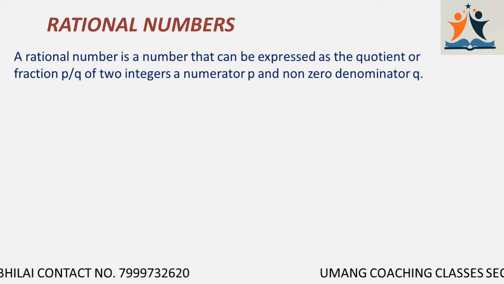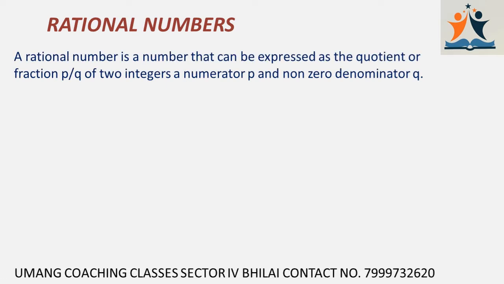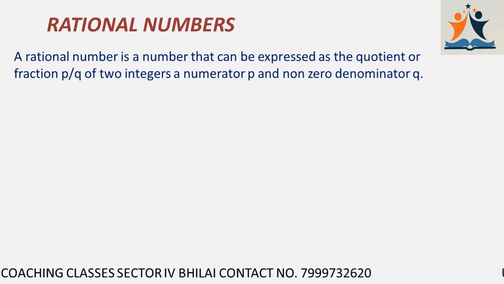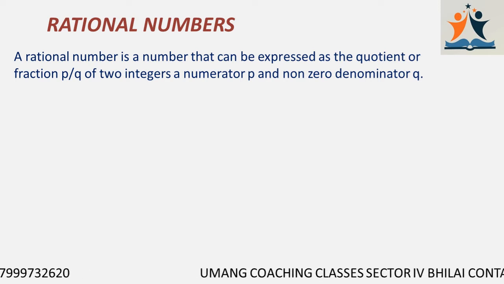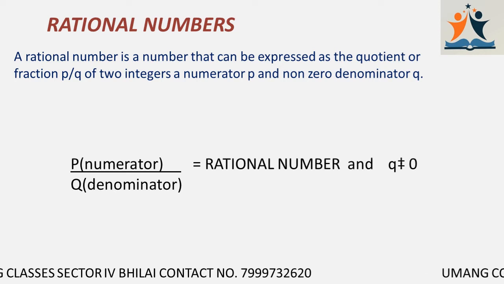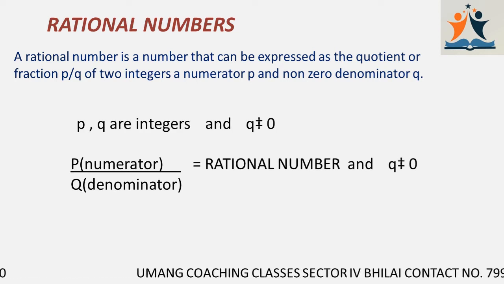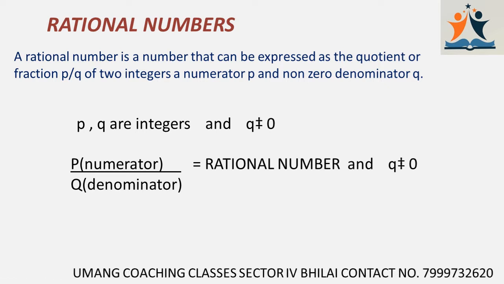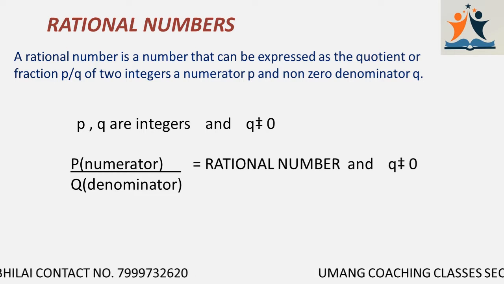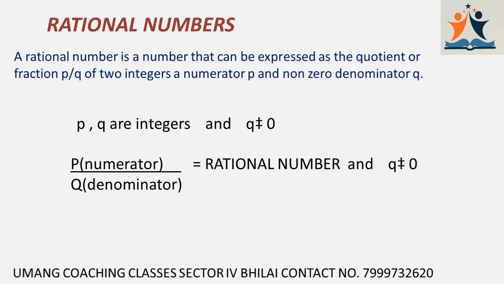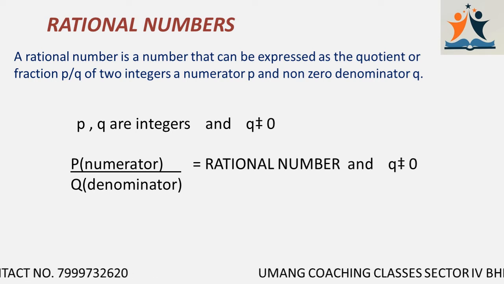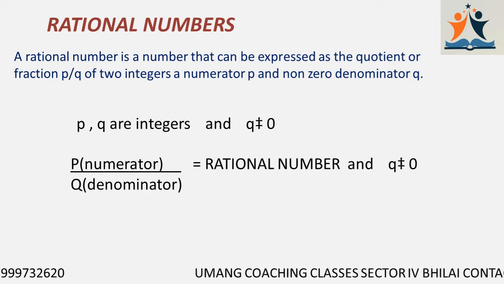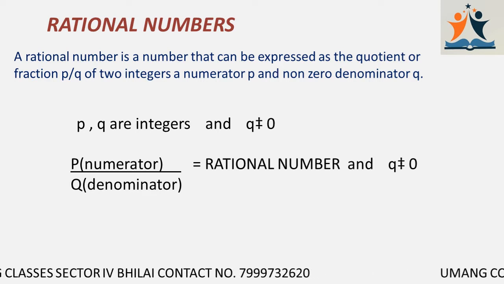A rational number is a number that can be expressed as a quotient or fraction p by q. Here p and q are both integers, a numerator p and a non-zero denominator q, so q is not equal to 0. A rational number is a number which can be written in the form of p by q, where p is the numerator and q is the denominator, and q cannot be equal to 0. This form is called a rational number.